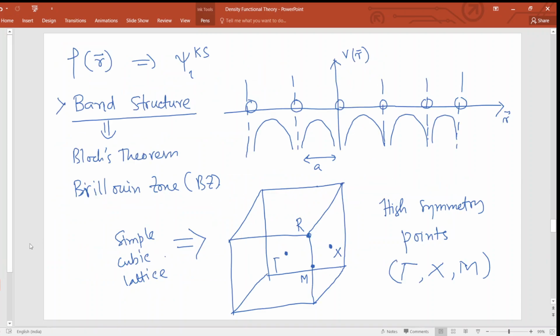So that is density functional theory in brief, in a nutshell. Is there any question on this?